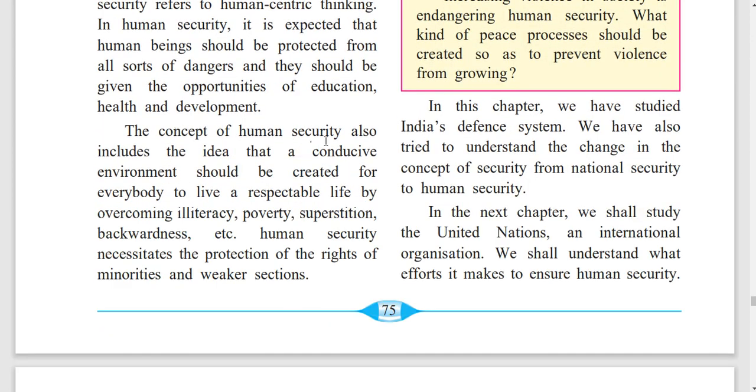The concept of human security also includes the idea that a conducive environment should be created for everybody to live a respectable life by overcoming illiteracy, poverty, superstition, backwardness, etc. Human security necessitates the protection of rights of minorities and weaker sections.